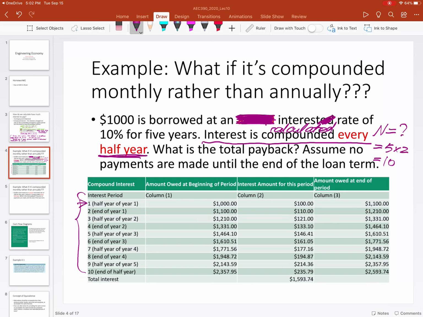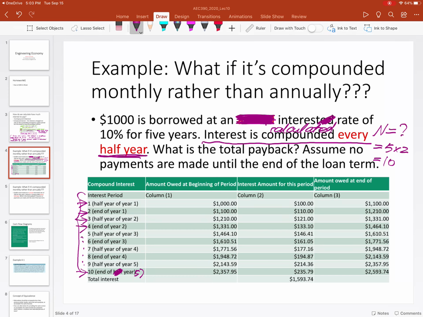Okay? And the first row will be the half year of the first year. The second row will be the end of year 1. And the third row is half year of year 2. The fourth row is the end of year 2, and so on, until you get to the end of year 5. Okay, that's why you have 10 interest periods instead of 5.